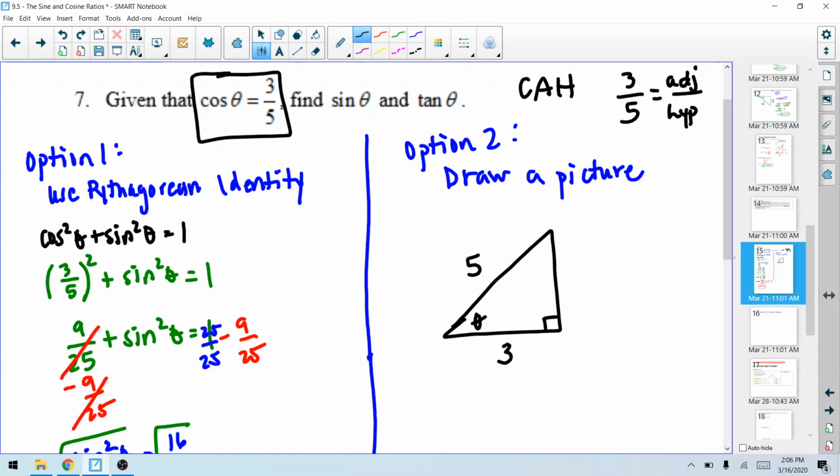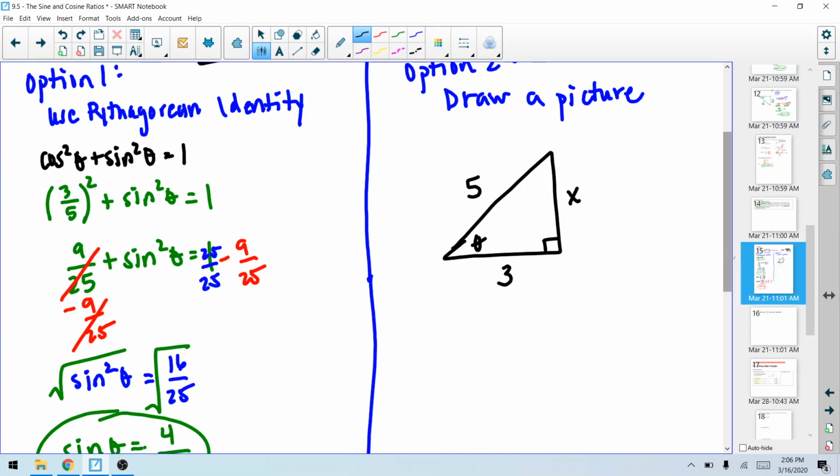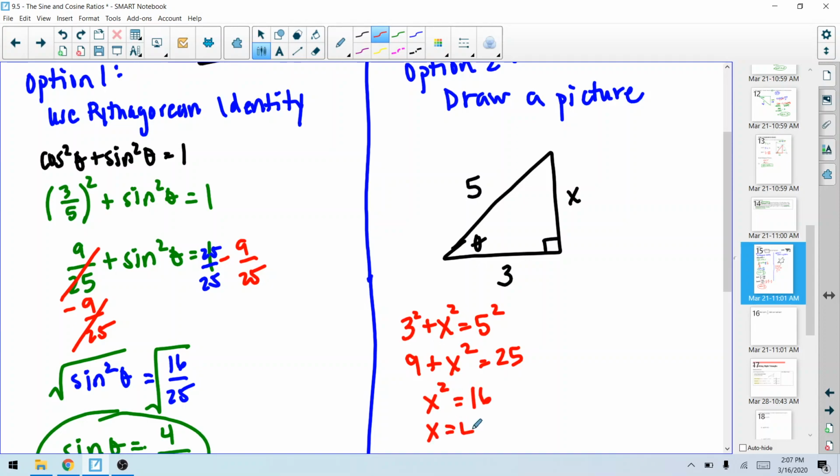So I'm looking at my triangle. The only thing I don't know is that side right there. Easy way to find that side? Pythagorean theorem. So 3 squared plus x squared equals 5 squared. 9 plus x squared equals 25. X squared equals 16. X equals 4. Back to the picture.